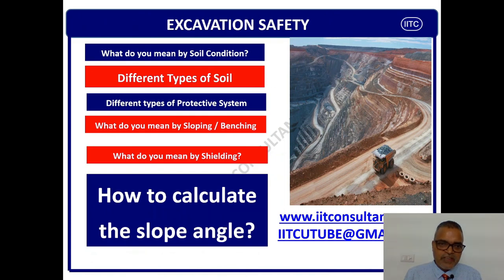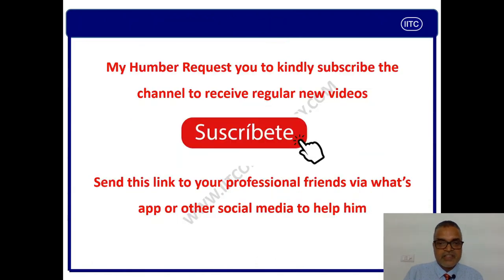What do you mean by sloping and benching? You know. What do you mean by shielding as a protective system? We have seen it. How to calculate the slope angle? That we have seen. Depending on the type of soil, we can calculate the slope angle.